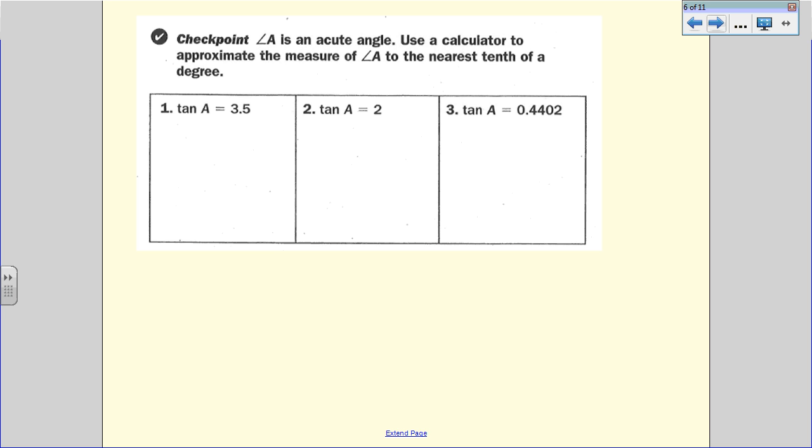Use your calculator to find angle A to the nearest tenth. You know the tangent of A is 3.5. So what operation do we do to get back to an angle? Inverse. Tan inverse. So I'm going to type tan inverse, and what am I going to put in the parentheses? 3.5. The 3.5. Get her done.